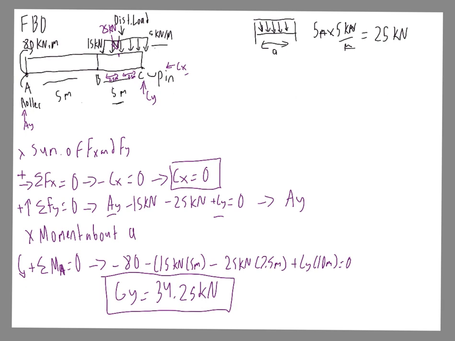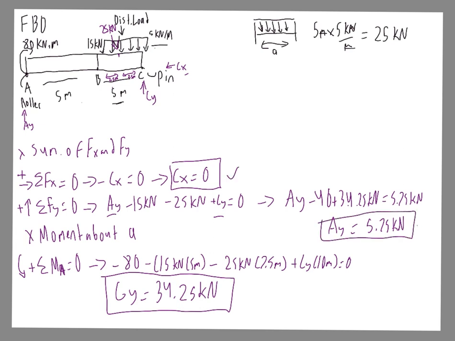Alright, so AY minus 40 plus blah blah blah. Plugging in for CY equals 575 kilonewtons. Okay, so AY equals 5.75 kilonewtons, giving you your final answer. Alright, good deal, guys. On to the next video.